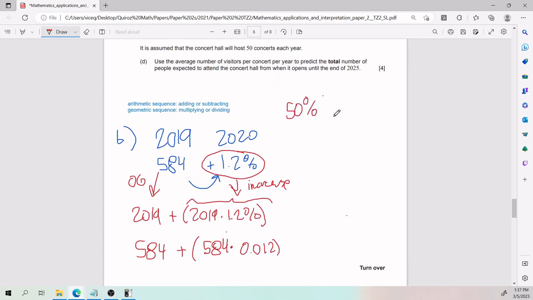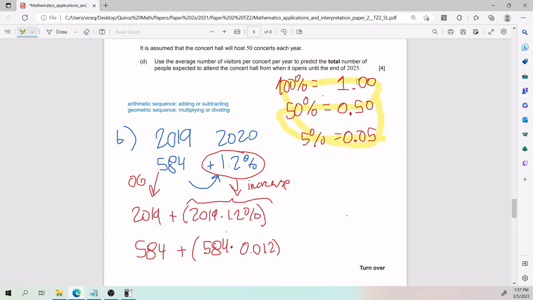50% is going to be the same as 0.5 or 0.50. I'd rather put the 50, but point is 50% is 0.50. Okay? 100% is going to be double of that. It's just 1.00 if you'd like. 5% is going to be 0.05. And if you remember these three, or some sort of variation of it, I mean, you're good to go.